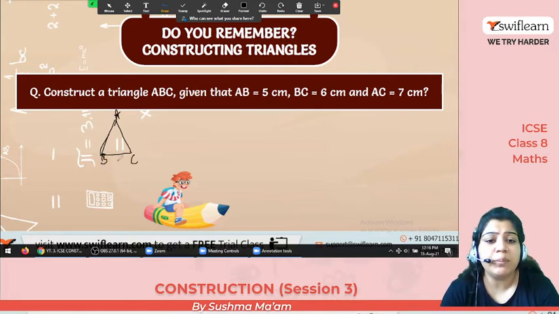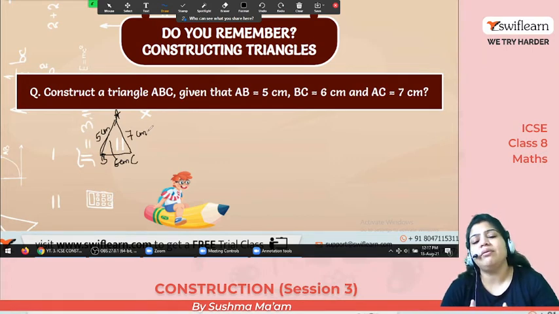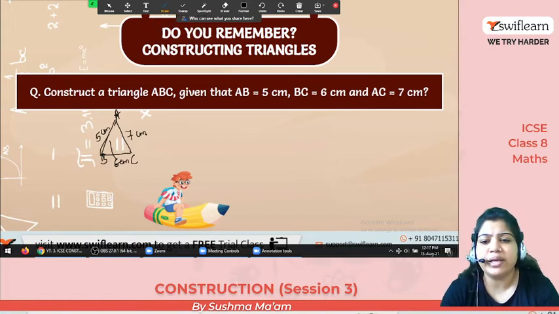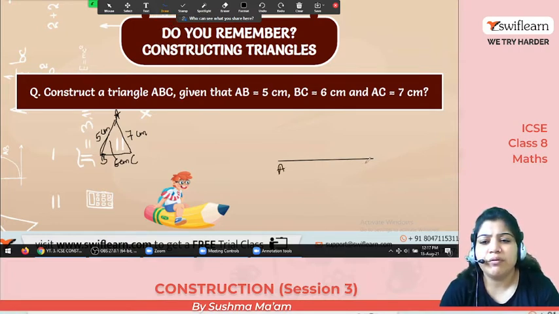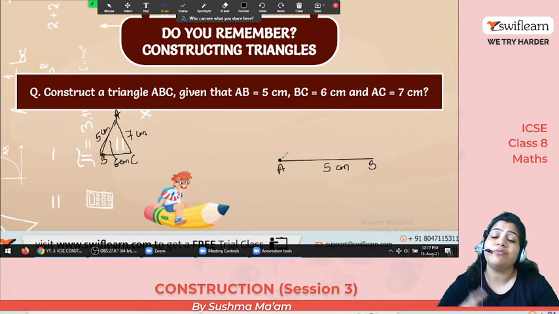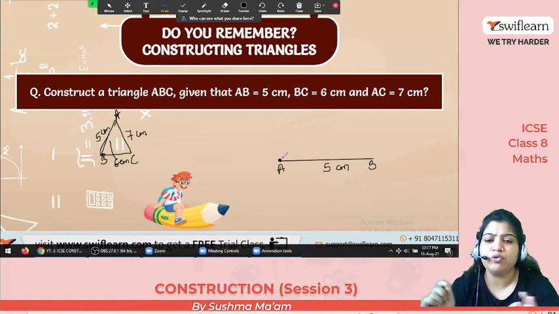And what is given? AB equals 5 centimeters, BC equals 6 centimeters and AC equals 7 centimeters. Now these three sides are given, so you can take any of the sides. Suppose I take this AB. This AB length is 5 centimeters. Fine. Now with A as a center and with the help of a compass, because I am not going to draw everything with a ruler. I am just using the ruler to join the points.